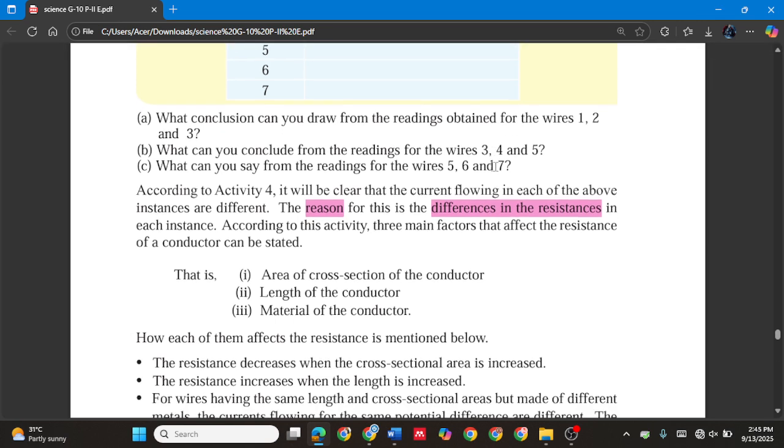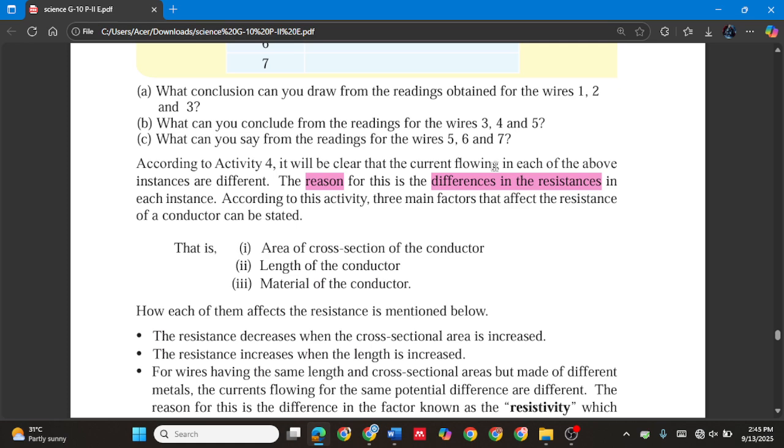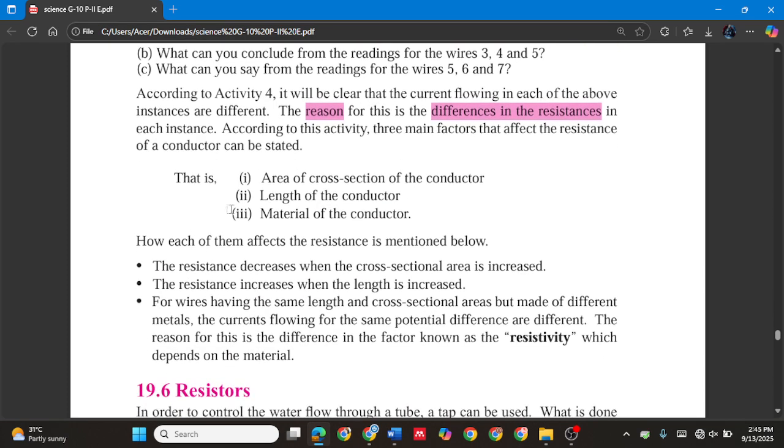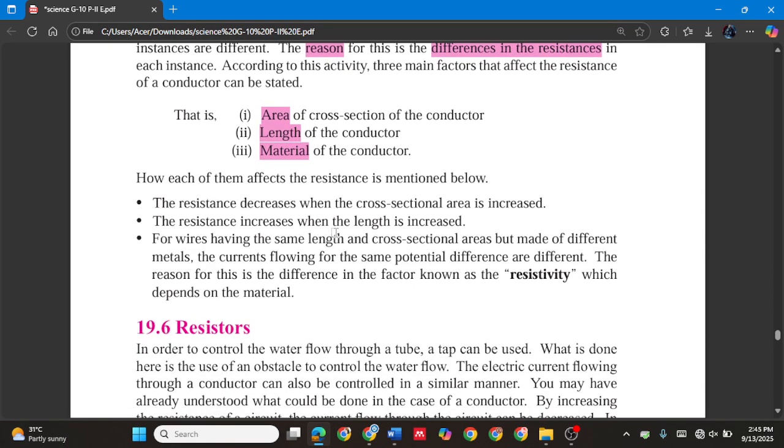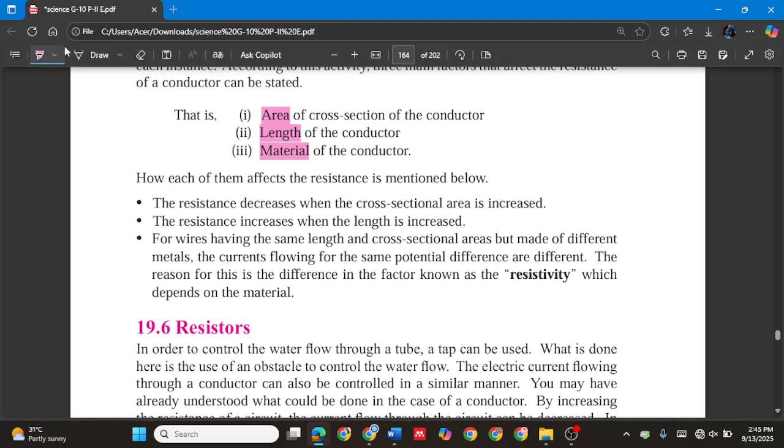According to this activity, three main factors that affect the resistance of a conductor can be stated. Okay, we already know them. It's area, length, and material. How each of them affects the resistance is mentioned below. So here we are going to identify it. The resistance decreases when the cross-sectional area is increased.